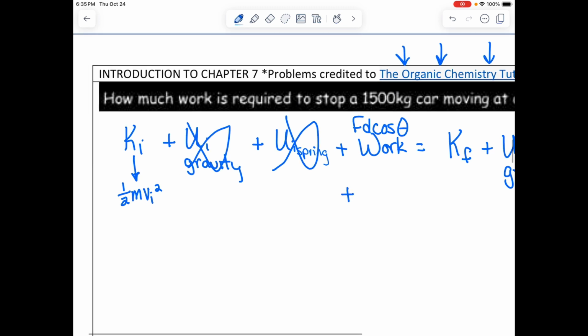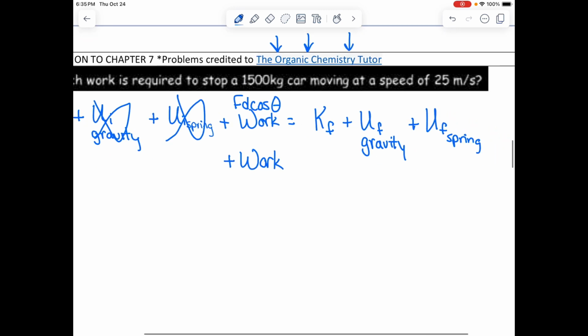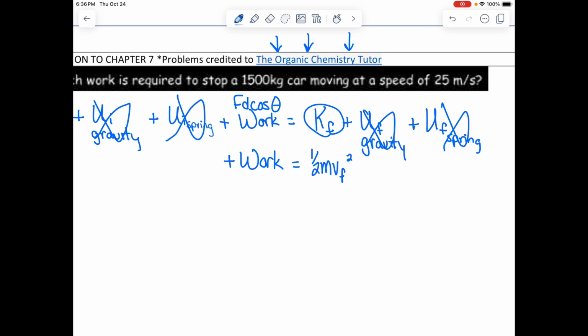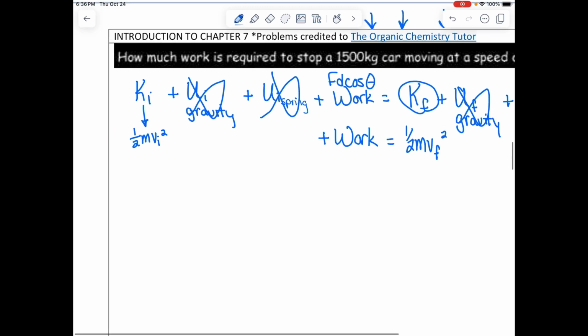However, it does say that there's some work that's going to happen because it says how much work and we're going to stop it. Now, if we're going to stop it, let's talk about this. What do you think? 1/2 m v final squared. What do you think we'll put in for v? 0. And again, it's not on a ramp or anything, and it's not a loaded spring. Ready? So now all we have to do is fill these things in.